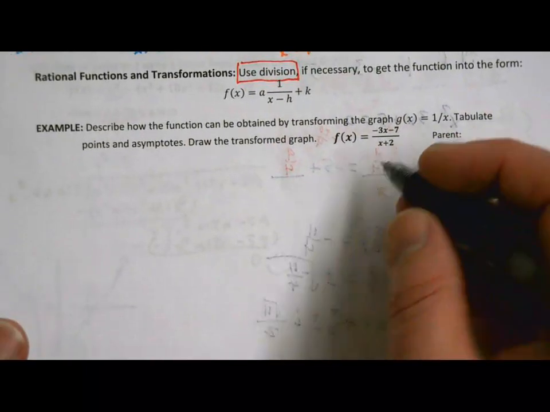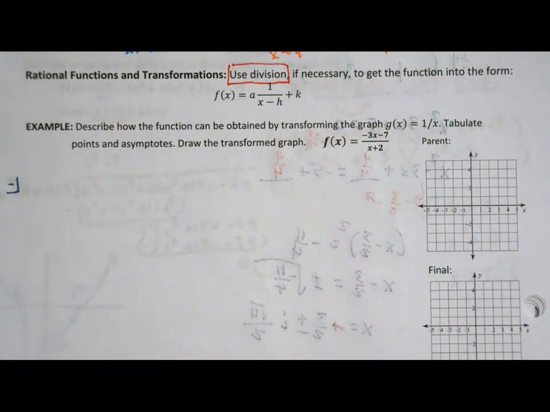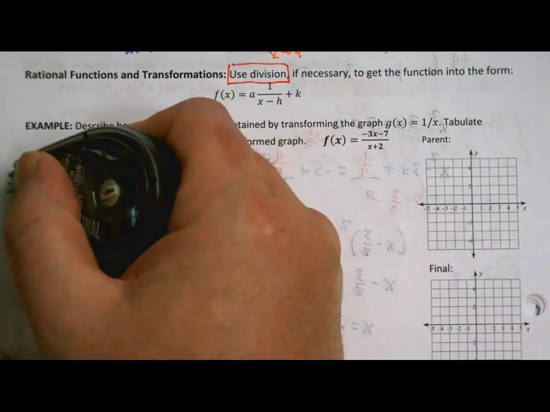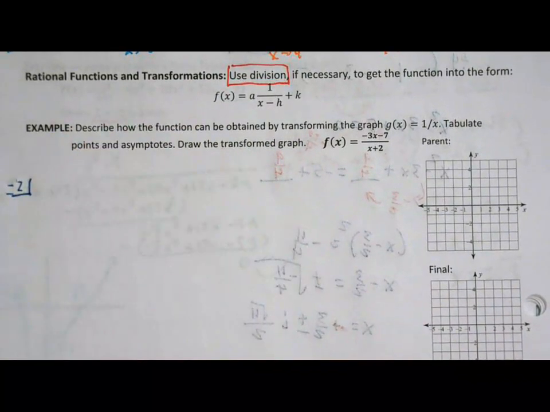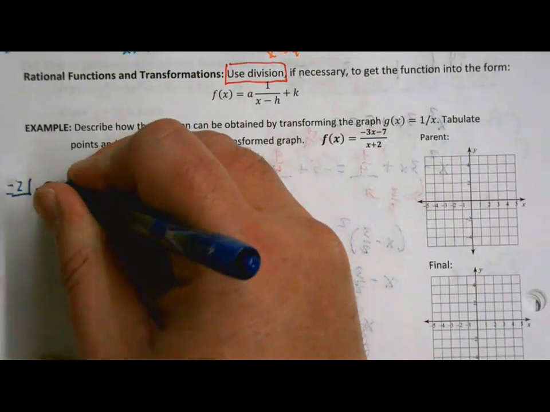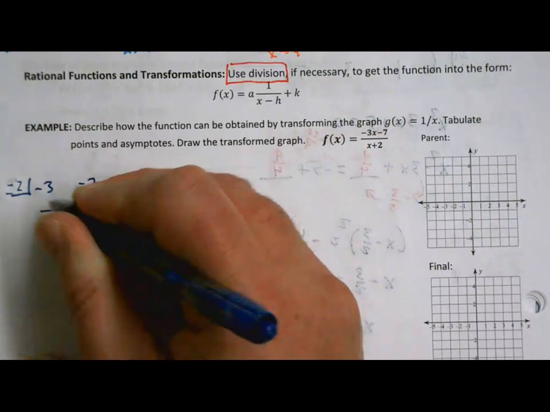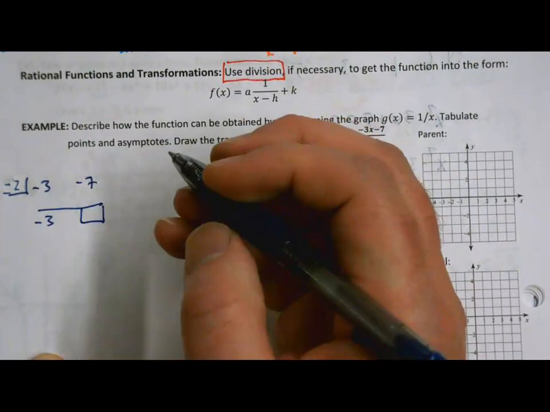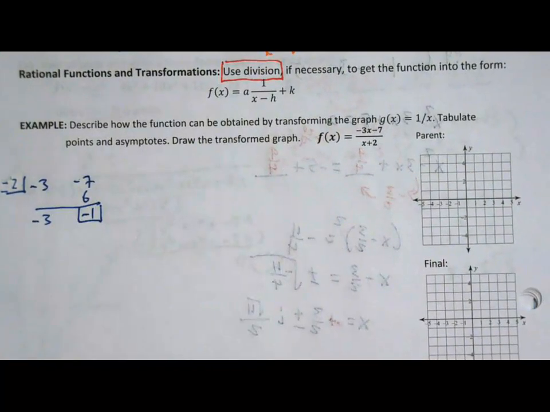So I'm dividing by x plus 2, so I'll put my negative 2 in my box here. And I only have a couple coefficients, so this should go pretty quick for us. Negative 3 and negative 7. Negative 3, that's 6, that's negative 1.